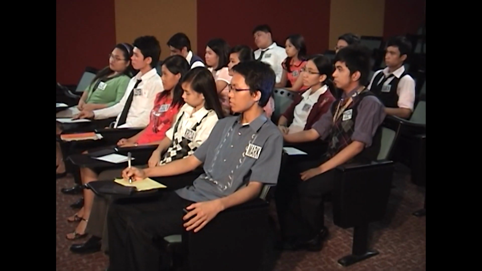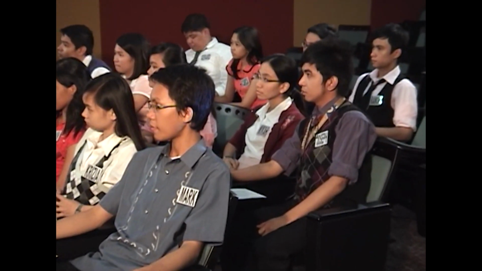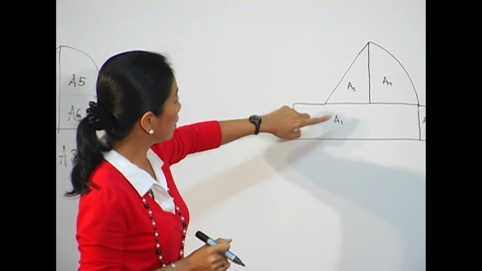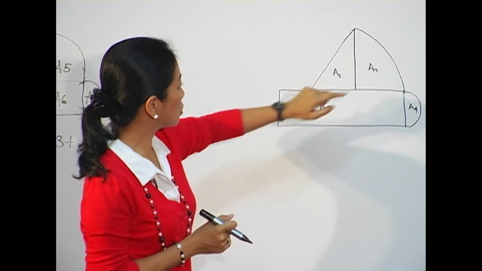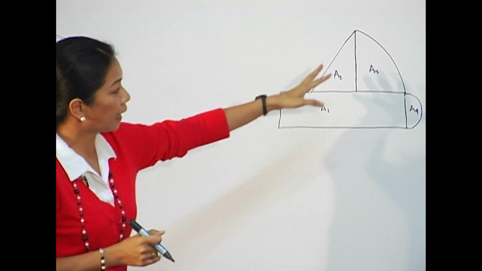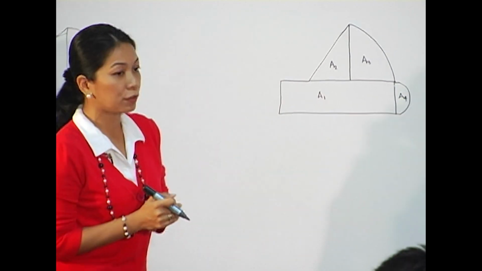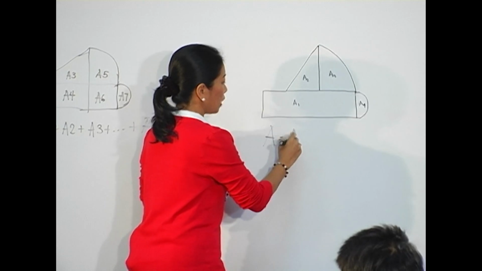Now let's look at Joseph's work. Joseph has 1 long rectangle down here for the first region. He splits it into this triangle as a second region. This one looks like 1/4 of a circle. Okay, A3. A4 is half of a smaller circle. Okay, so Joseph's area is A1 plus A2 plus A3 plus A4.